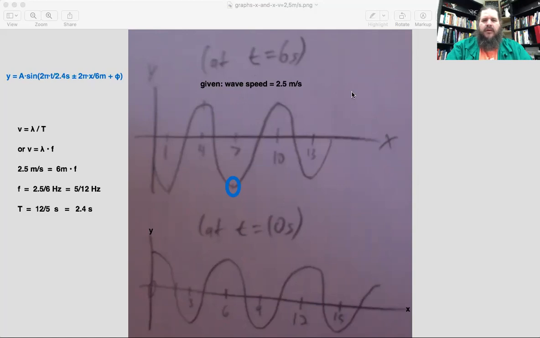Four seconds. Yeah, these graphs, it's a horrible color. There we go. These graphs are 4 seconds apart in time. So we know that between these graphs, 4 seconds pass. We also know the wave is traveling at 2.5 meters per second. If you know the speed and how much time has passed, what else can you figure out?